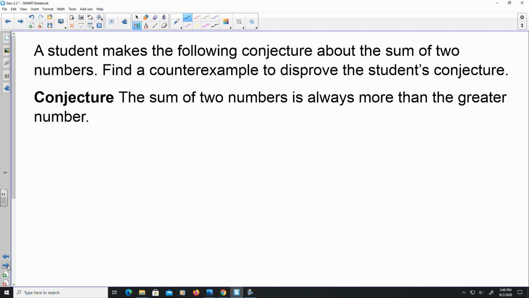So in this problem here, it says a student makes the following conjecture about the sum of two numbers.